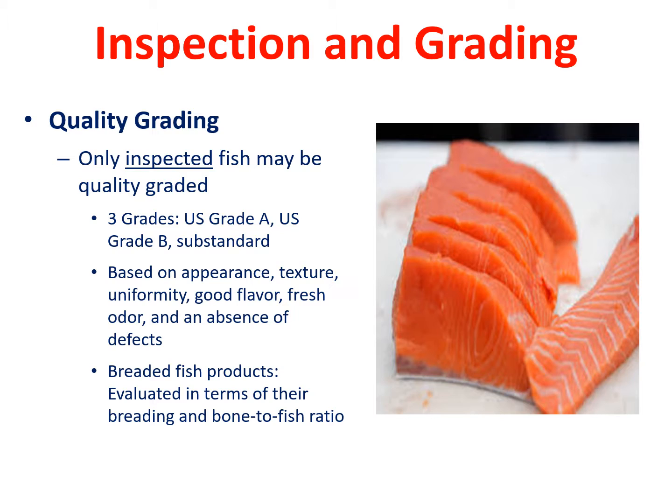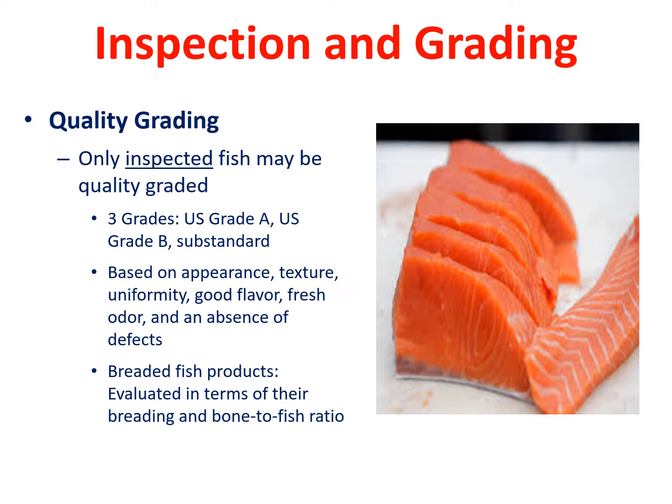U.S. Grade A is what you're going to see when you actually go to buy fish itself. It's generally going to be Grade A, and the lower grades are going to be more what you would find in a frozen breaded product. If it's got defects, it's not quite as visible under the breading. The grades are based on appearance, texture, uniformity, good flavor, fresh odor, and the absence of defects.